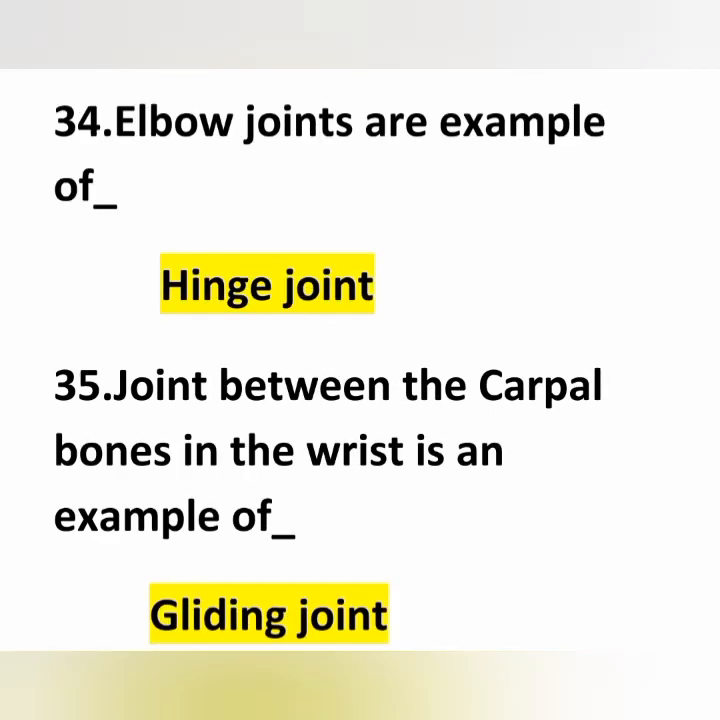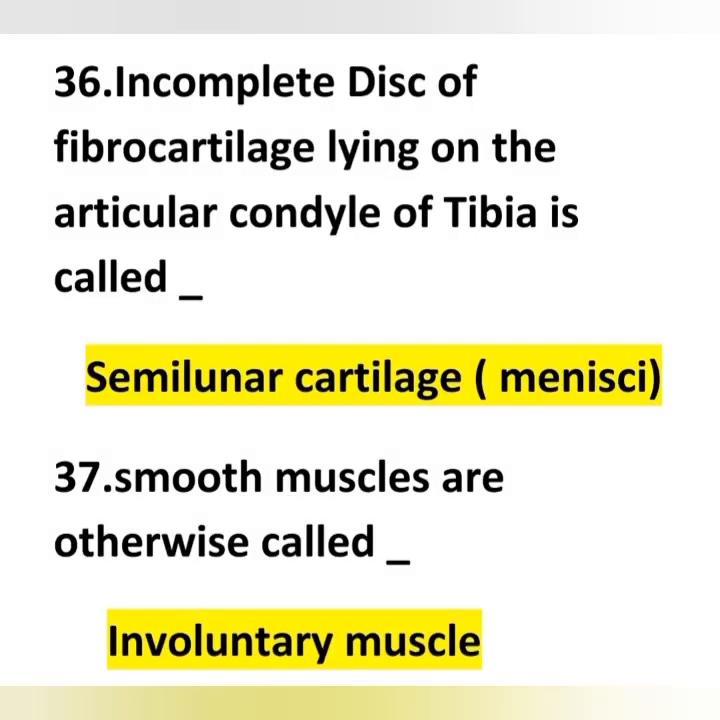And the next point, the elbow joint is an example of hinge joint. And the next point, the joints between the carpal bones in the wrist are examples of gliding joint. Joints between the carpal bones in the wrist. And the next point, the incomplete disc of fibrocartilage lying on the articular condyle of the tibia is called semilunar cartilage or menisci. That is, an incomplete disc of fibrocartilage lying on the tibia.